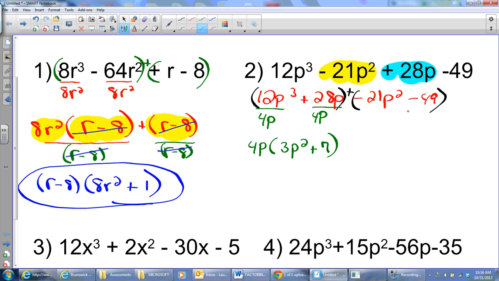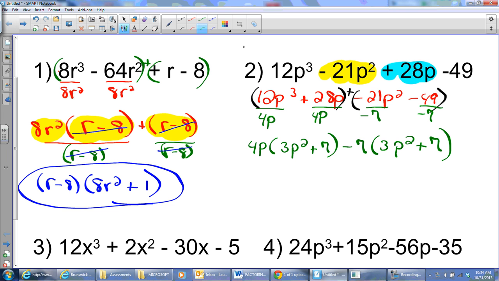Okay, now on this one, I see a 7 that's common, but I notice they're both negative. And in this quantity, they're both positive. So I'm not going to pull out a 7. I'm going to pull out a negative 7. And when I do that, I'll have negative 21 divided by negative 7 is 3. And I'll have a p squared. And negative 49 divided by negative 7 is positive 7. And look at that, my two quantities match, don't I?